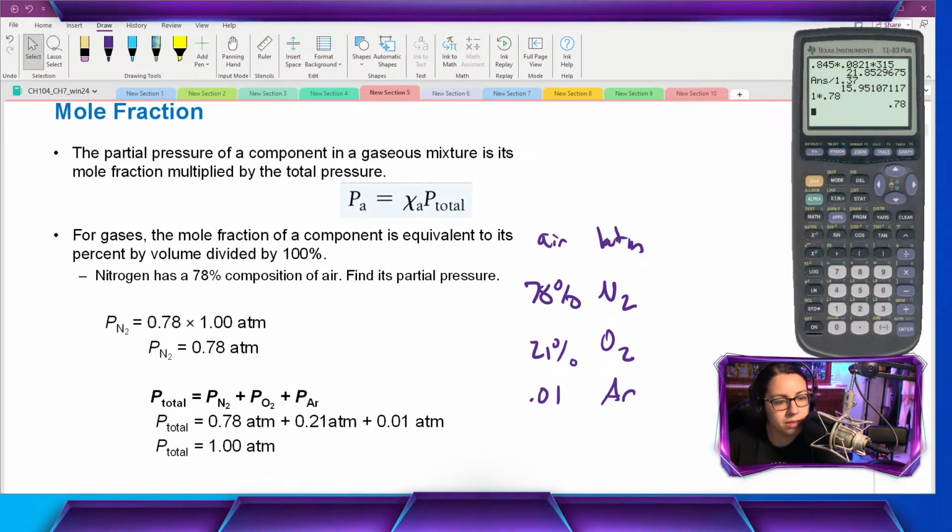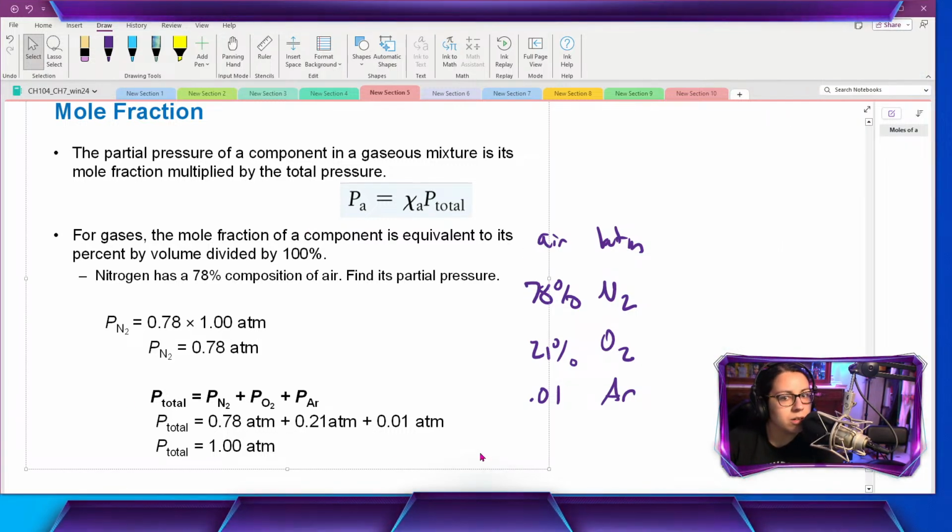Questions about this one? Oh, and I meant to look at your homework. I'm just checking your homework for any partial pressure questions that we should review. But I just see a lot of PV equals nRT stuff. I don't think we do too much in this class, so I think this is a good overview.